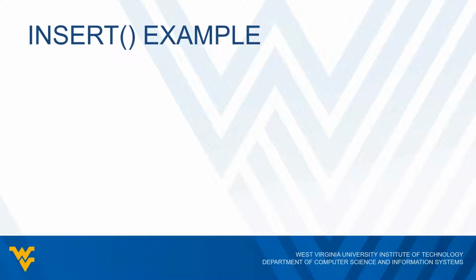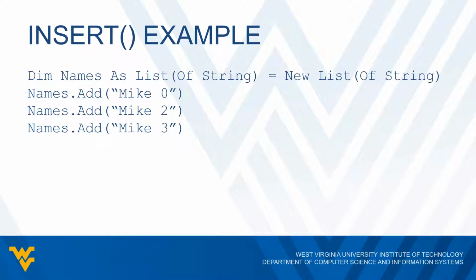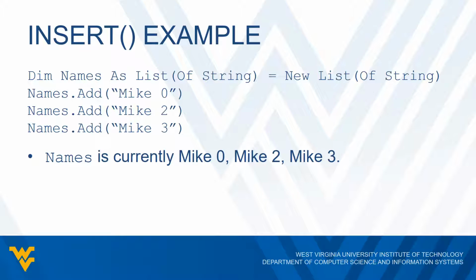Let's do one more example just to help make sure we have the hang of this method. So here, we're going to create a list of strings. We're going to call this names, and we see that we're going to call the add method 3 times. We're going to add the string mic 0, and then we're going to add the string mic 2, and then we're going to add the string mic 3. So what this means is our names list at this point is currently mic 0, mic 2, and then mic 3.